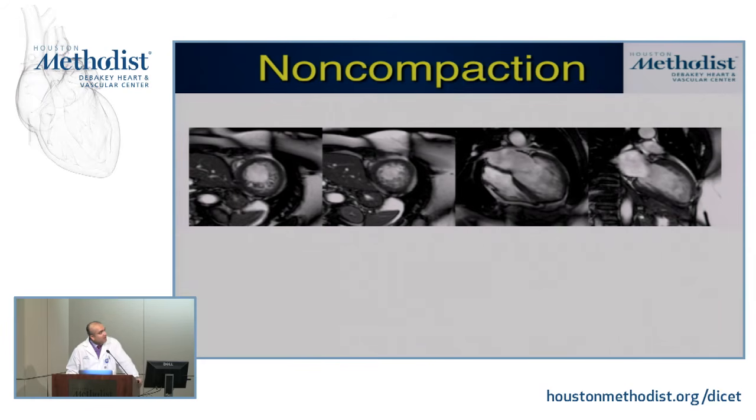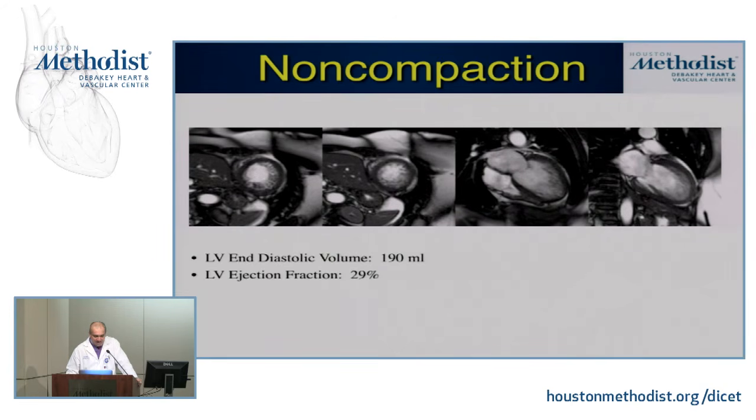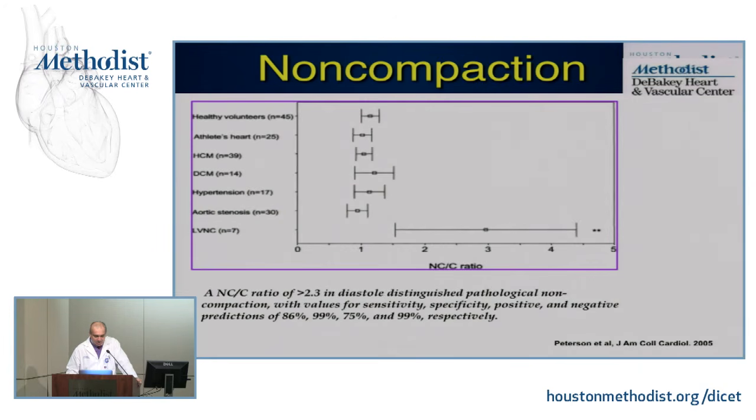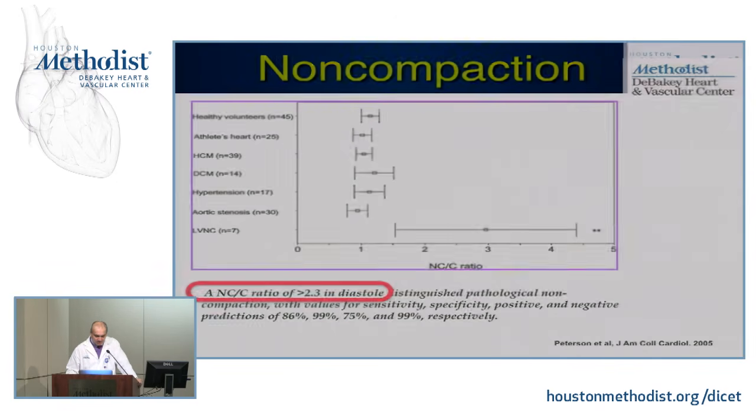Non-compaction, obviously, we use just simply cine MRI to look at the morphology of the left ventricle and the trabeculations. And then there's a set of criteria that were proposed by Peterson about 12, 13 years ago, where they suggested that an end-diastolic ratio of non-compacted to compacted myocardium of more than 2.3 can be useful in discriminating between non-compaction versus other conditions that can also lead to hypertrabeculation.